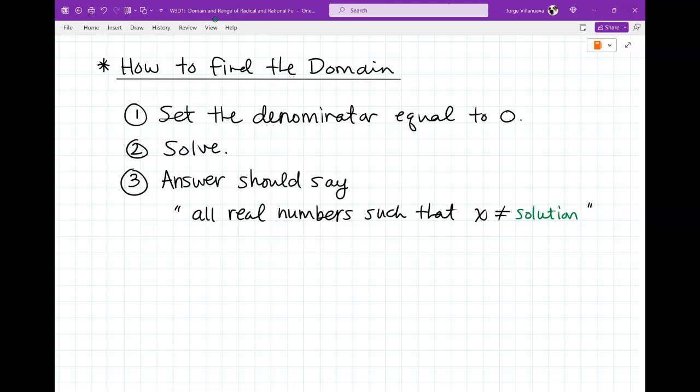So your answer should say, and this is what you're going to write, all real numbers such that x cannot be, and then whatever answer you got. If it was 7, x can't be 7. If it was 8, x can't be 8. If it was 0, x can't be 0.